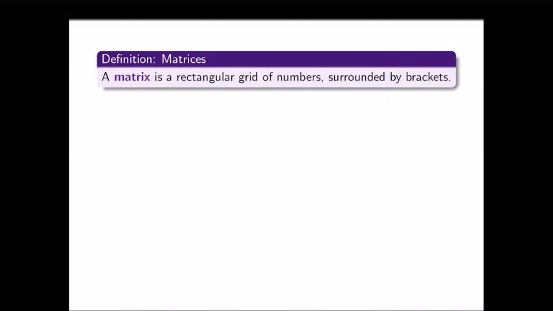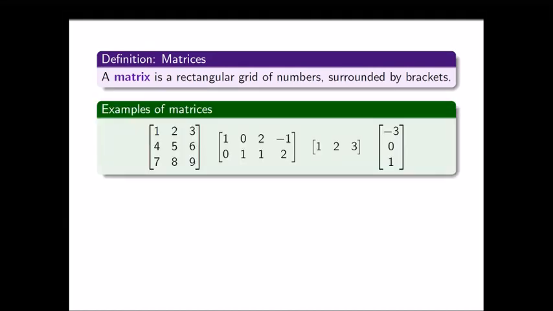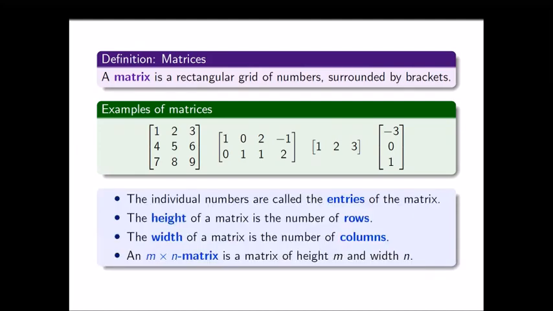Now, a very related concept to vectors is that of a matrix. Now, a matrix is a rectangular grid of numbers surrounded by brackets. These are some of the examples of matrices. And here are some of the things that you need to know. Now, the individual numbers, just like vectors, are called entries of a matrix here. The height of a matrix is the number of rows, and the width of a matrix is the number of columns.